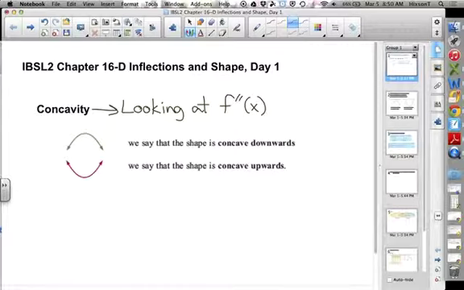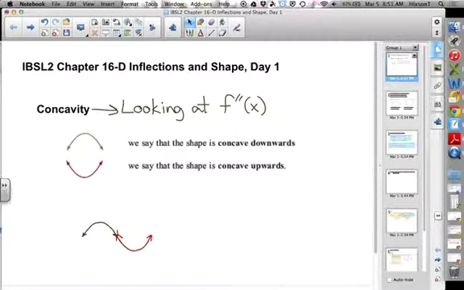Okay? Now, you'll see here a little picture. We say something is concave downwards when it looks like this, and we say it's concave upwards when it looks like this. The biggest challenge is if you have concave downwards and concave upwards on the same graph, how do we know where it stops being concave downward and starts being concave upward?